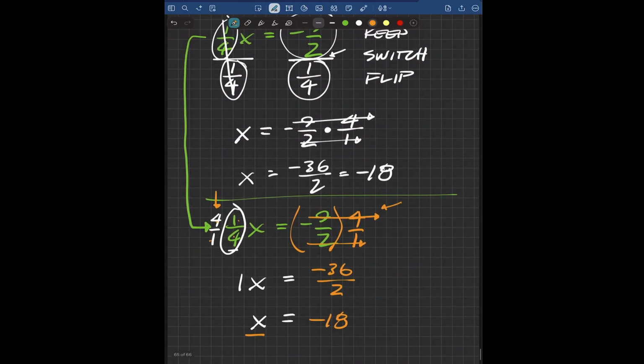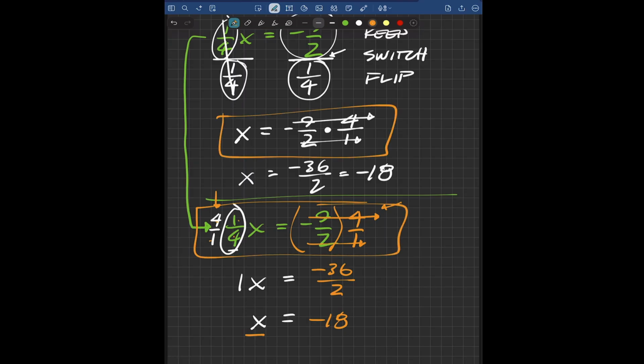Why? Notice that this step looks the same as this step. Negative 9 halves times 4/1. Negative 9 halves times 4/1. If you like that, fine. Practice it if you're not used to doing that. If you're not okay with it and you want to rather do it the other way, fine. It makes no difference to me. Okay. So that's one way to solve for that equation. You get x equals negative 18.